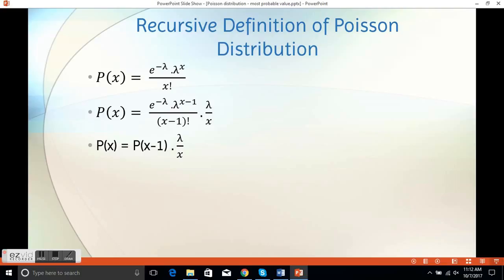So what do we do? We derive a recursive definition for P of x. Note that lambda to the power x can be written as lambda to the power x minus 1 into lambda. Factorial of x can be written as factorial of x minus 1 into x. So note this part, e to the power minus lambda, lambda to the power x minus 1 divided by factorial of x minus 1. What is this? As you can see, this is equal to P of x minus 1. So we get the recursive definition, P of x equals P of x minus 1 into lambda divided by x. Now this is the recursive definition we will use to find the maximum value of P of x.